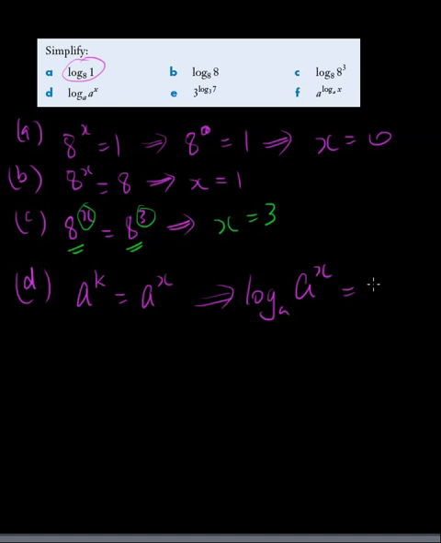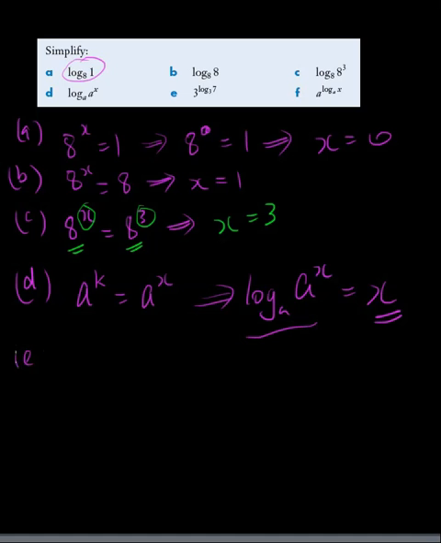So this whole thing would be equal to x, right? So a to the power of x is equal to a to the power of x. It's straightforward. So this whole thing can be simplified as just x.